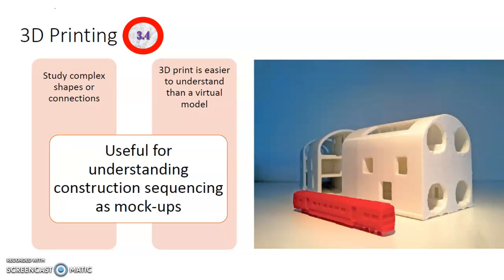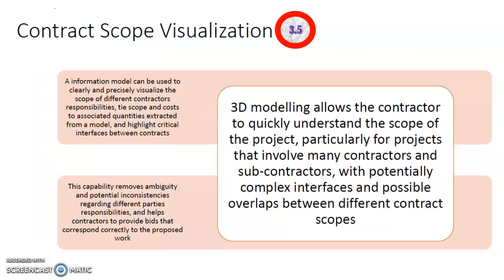VDC services also offer 3D printing that allows the stakeholders to study complex shapes or connections. 3D prints are easier to understand than a model, and that will allow for useful understanding of construction sequencing such as mockups. VDC services can also be offered to allow for contract scope visualization.